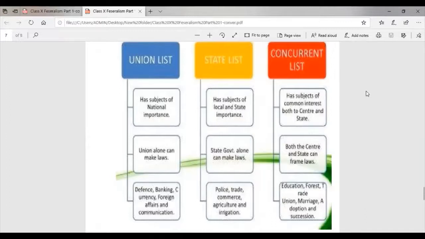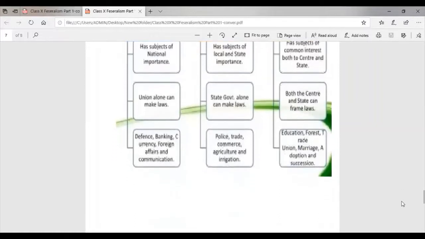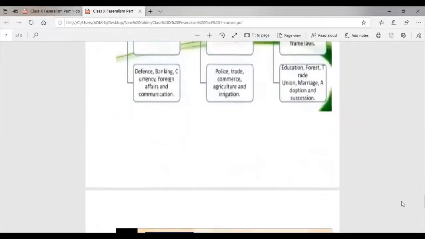The next is the concurrent list. It includes subjects of common interest to both the union government as well as to the state government. For example, education, forest, trade unions, marriage, adoption, and succession. Both the union as well as the state governments can make laws on the subjects mentioned in this list. If laws made by the central and state government conflict with each other, then the law made by the union government prevails. Now let's move on to the next slide explaining about residuary subjects.